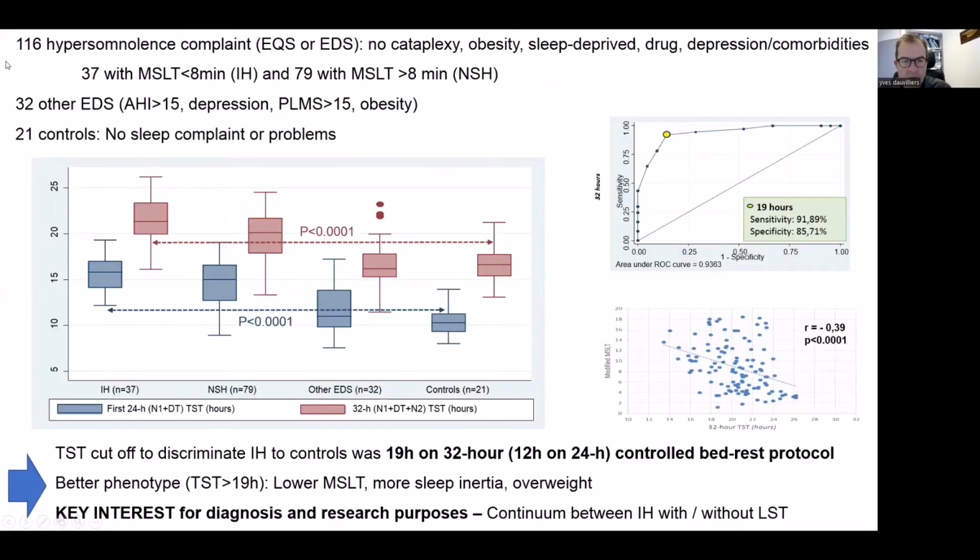We include more than 100 subjects, and we compare that to other patients with sleepiness, but not IH, and controls. And we were able to define the cutoff. It's 19 hours over the 32 hours control bed rest protocol. I have no time to go too much into the details, but if you go for this long sleep duration, they also have lower MSLT, so they are very severe, more sleep inertia, and a tendency to be overweight.